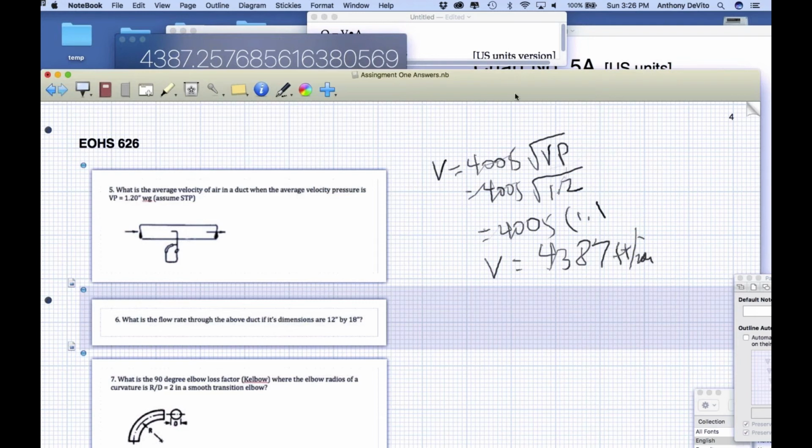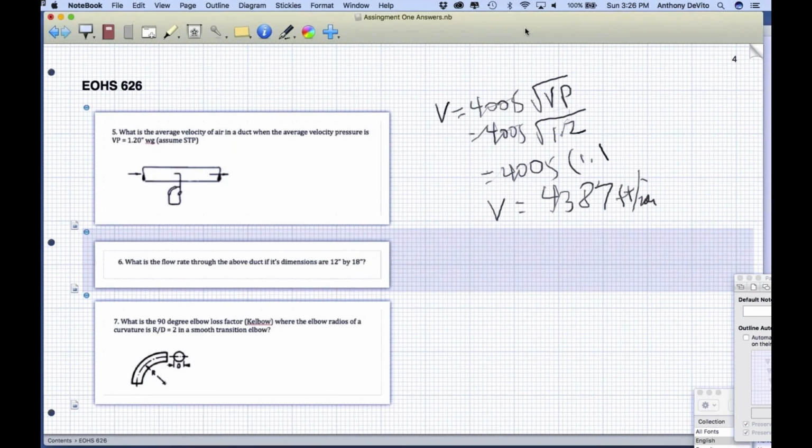Okay, I think you guys probably will be able to do that as well. Most of the problems I tried to keep pretty simple because we're beginning to learn the basics of this stuff. As we get into actually designing the ductwork, as you've seen already, we're winding up applying some of these principles. Okay, what is the flow rate through the duct if its dimensions are 12 inches by 18 inches?